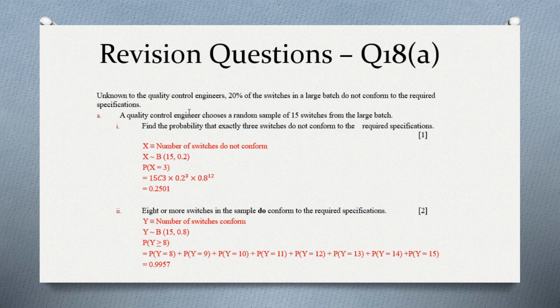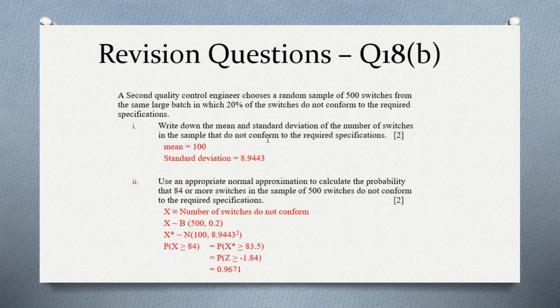Question 18 is just a normal binomial distribution question. So is this. You got to do it one by one. You have no choice because basically you can do it one by one. Okay, 18b, they just asked you to find the mean and standard deviation. This also shouldn't be a problem.